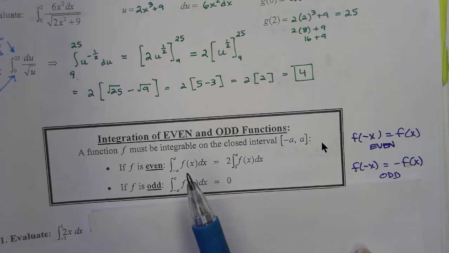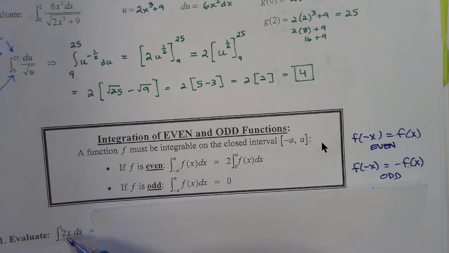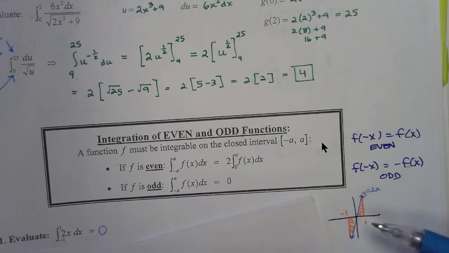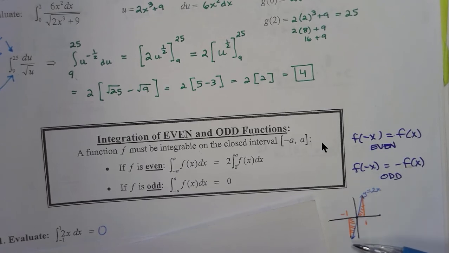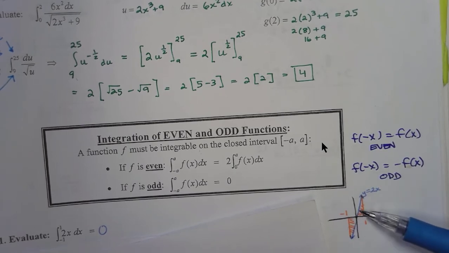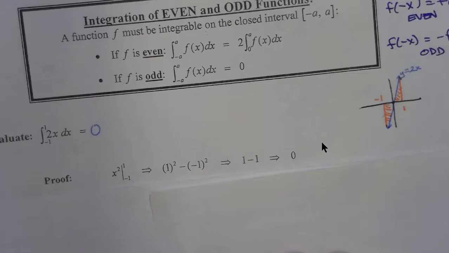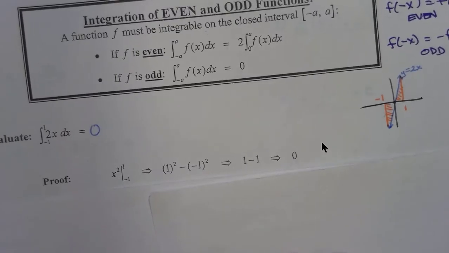So let us look at this problem. This is the graph y equals 2x. If you sketch the graph of it, you can see this is an odd function. If you negate the x, you also negate the y. You can see that these areas should cancel each other out. And there you go, 0. If you actually wanted to do the work, you could.